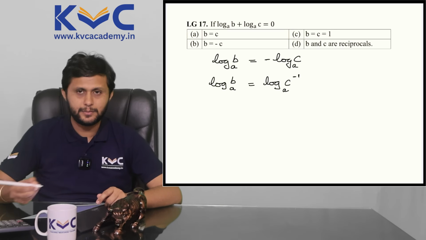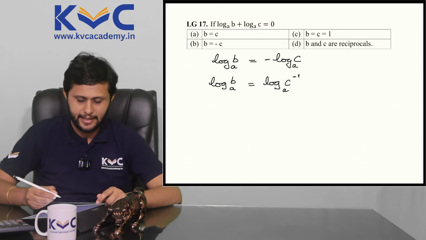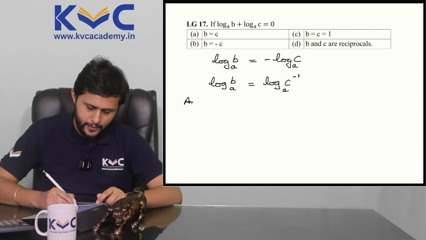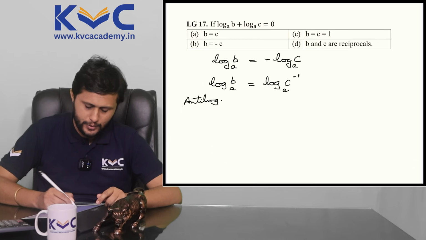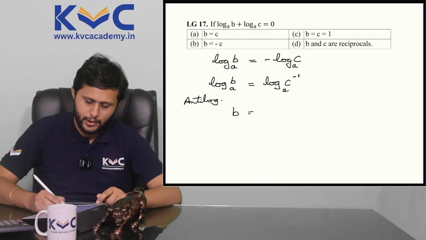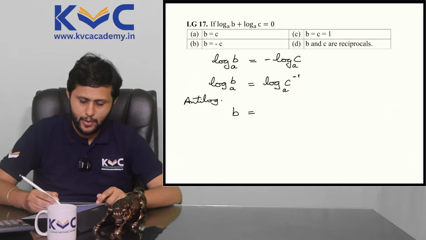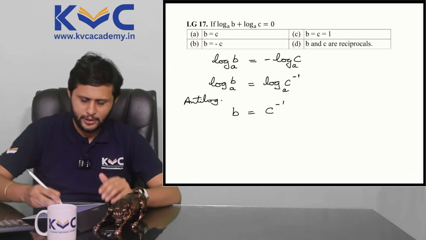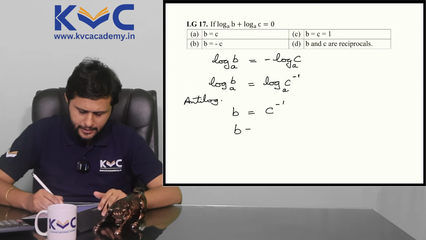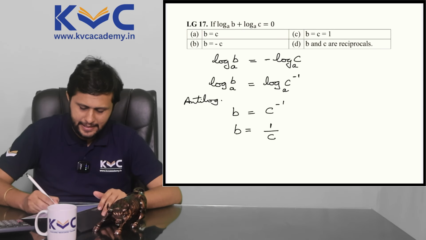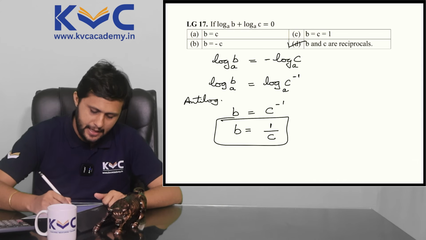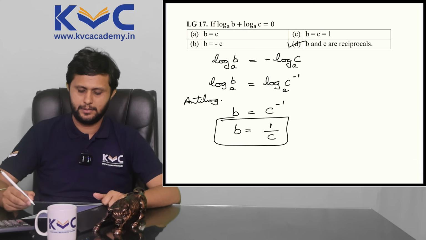Now we have log, everything is inside and there is nothing outside. So we will take anti-log on both sides. We get b is equal to c to the power minus 1. What is c to the power minus 1? Indices. B is equal to 1 by c. What would that mean? B is equal to 1 by c means b and c are reciprocal.